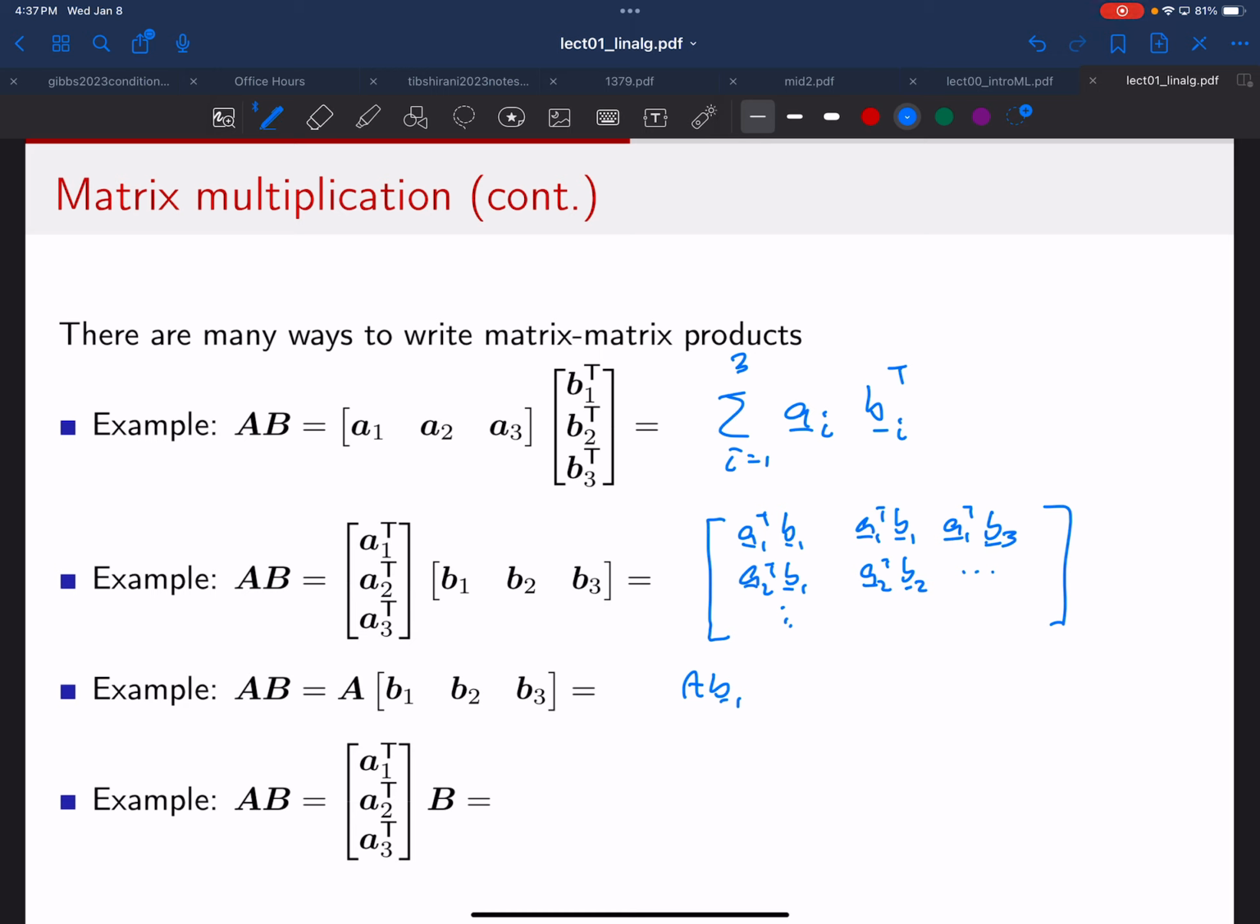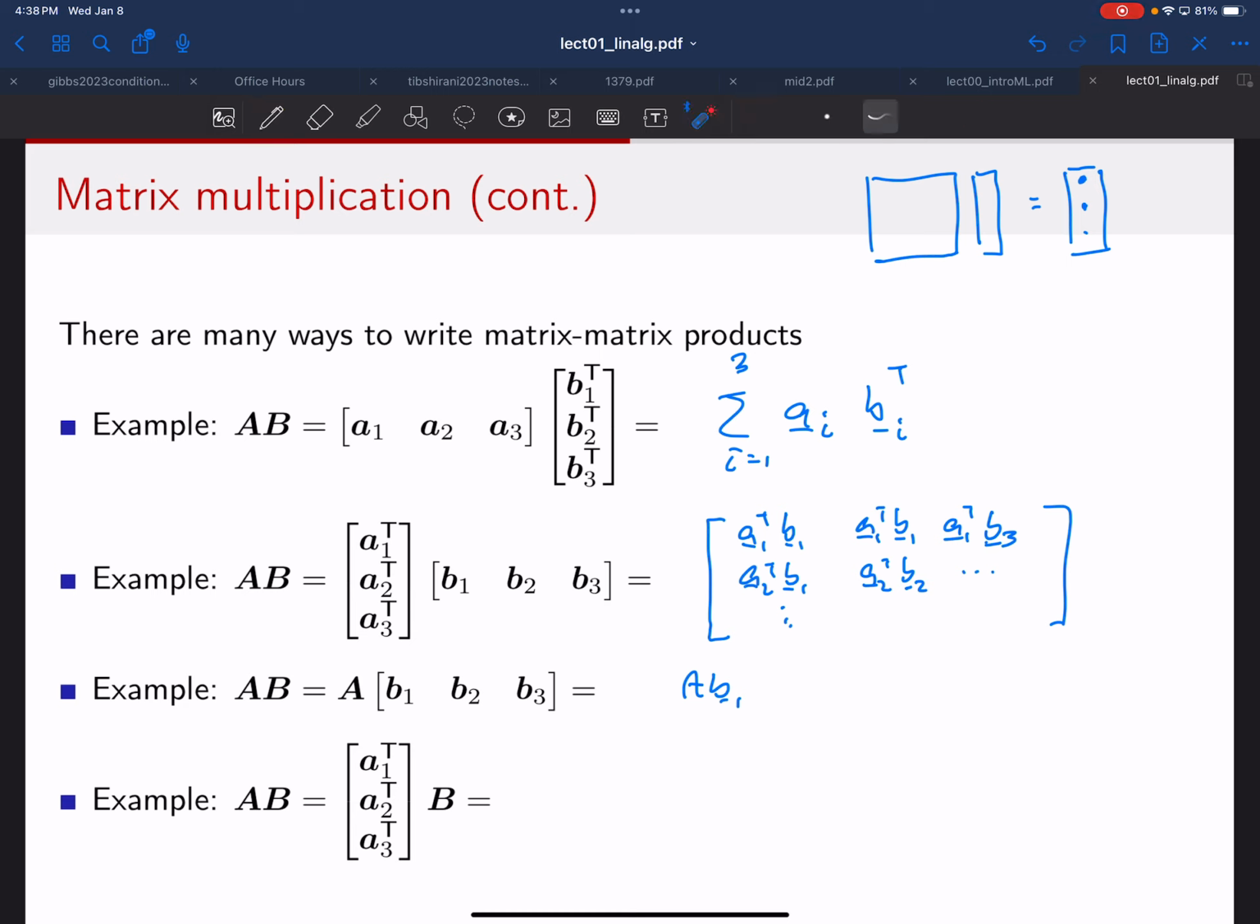Let's draw a little picture. So A is a matrix, B1 is a column vector. What shape does this have? This times this gives us an element there, right? Then this times this gives us another element below it. Then this times this gives us another element below that, and that's all. Okay, so it's a column vector.